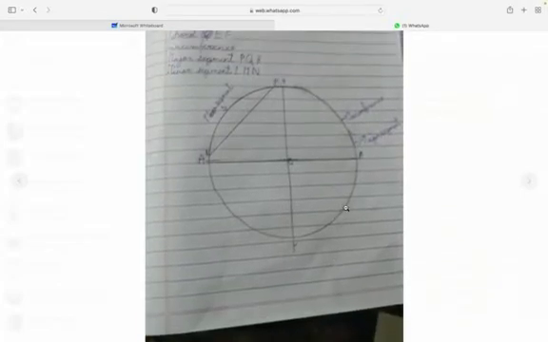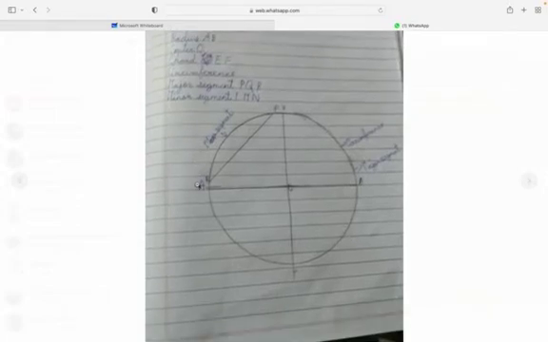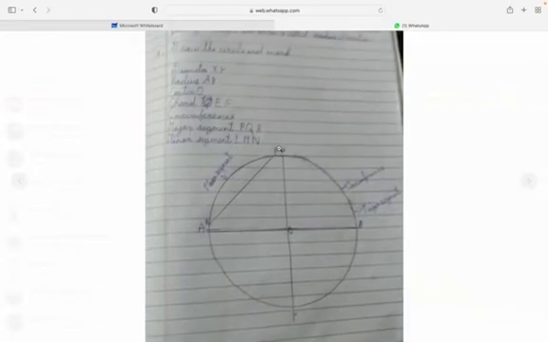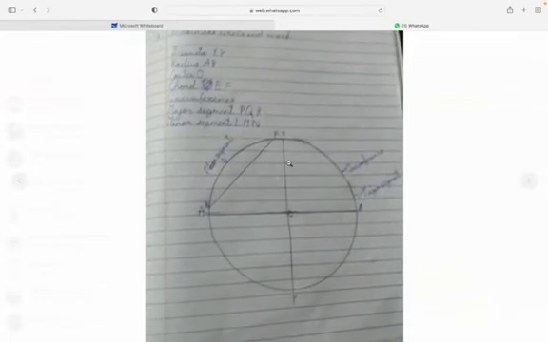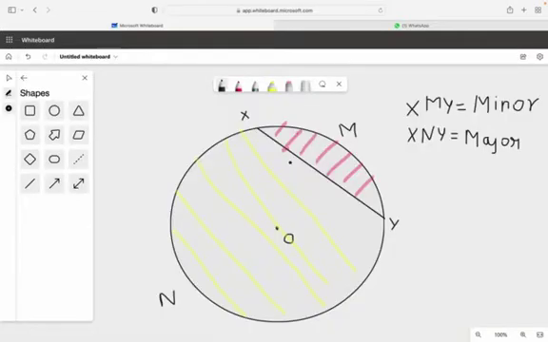You can just put M or N here, or J, so E, J, F from the other side, and make it the major segment. I think this is a classic example. X and Y is the major segment. X, M, Y is the minor segment.